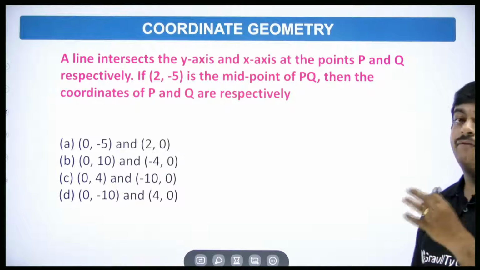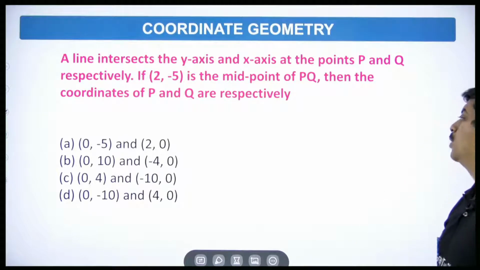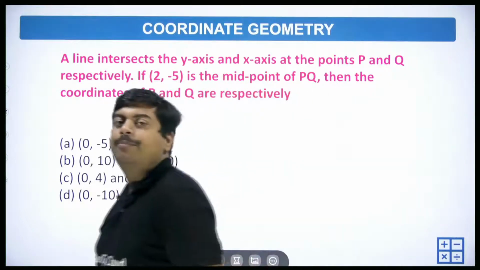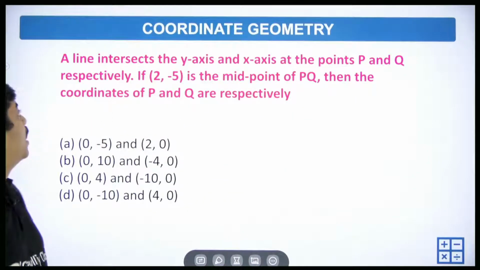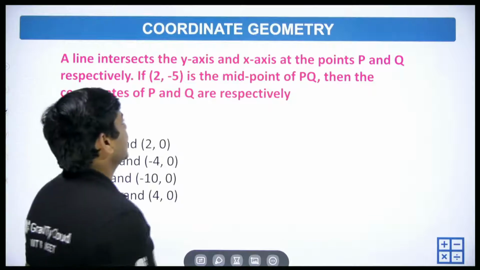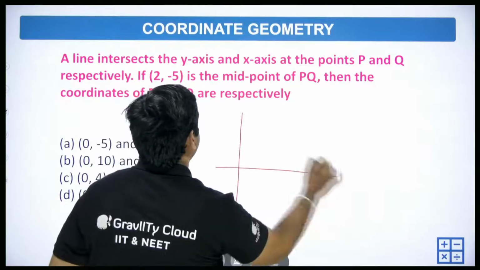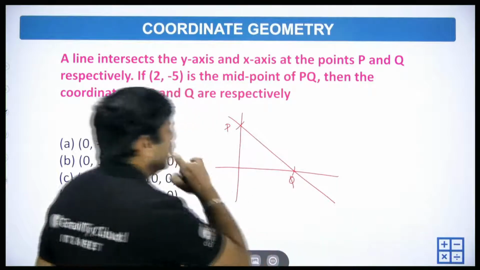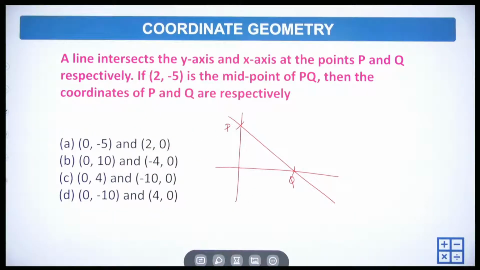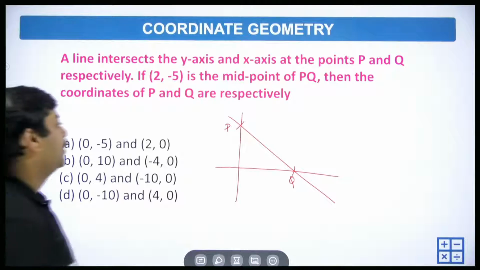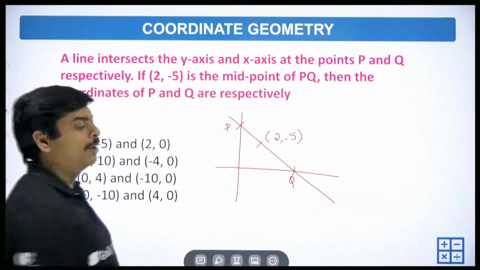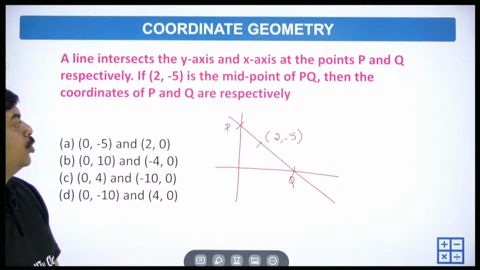Okay, so the next one: a line intersects the y-axis and x-axis at the points P and Q respectively. If 2 comma minus 5 is the midpoint of PQ, then the coordinates of P and Q are respectively. Okay, a very beautiful question. We need to understand that properly. A line intersects the y-axis and x-axis at the points P and Q. If 2, minus 5 is the midpoint of PQ. Okay, don't worry about the quadrant, that may be in the fourth quadrant.